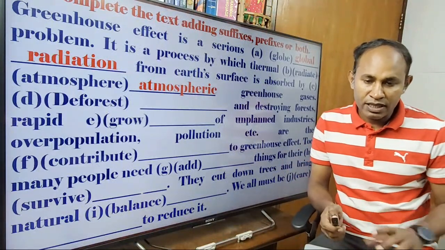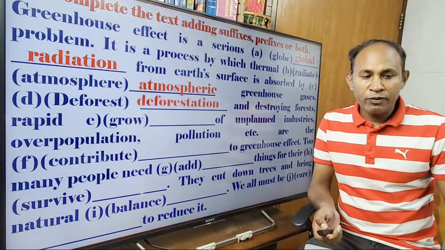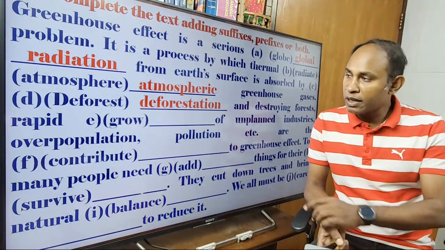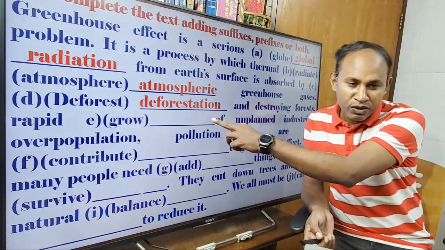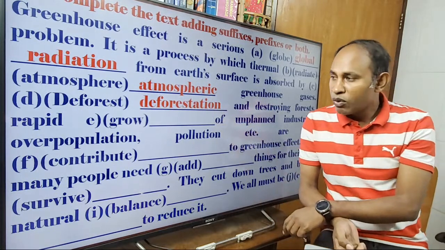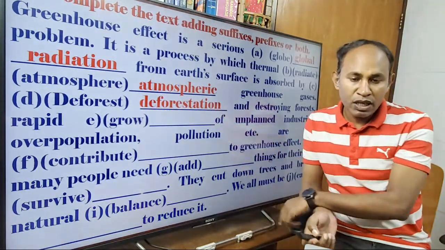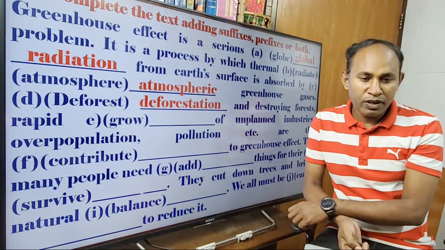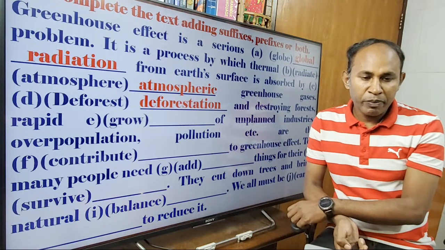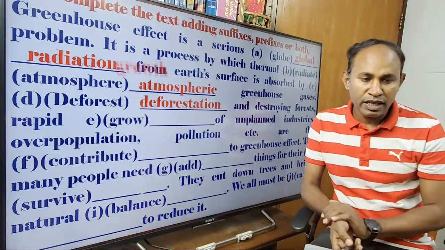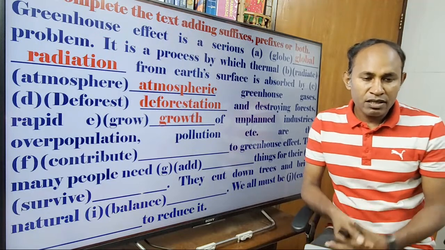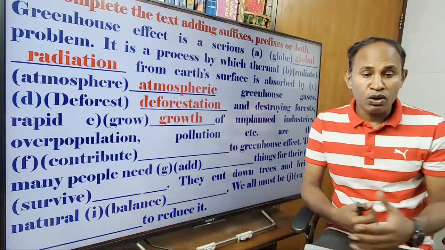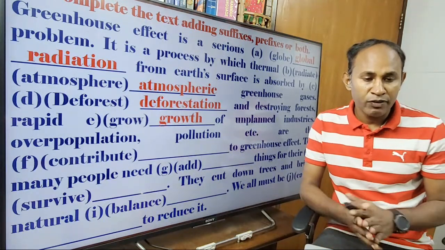And D for deforestation. But one thing that you will have to be careful whenever you are writing at the beginning of the sentence, there you have to use a capital letter. I'm sorry, I have forgotten to use the capital letter, but be careful whenever you will write this answer. Of course you will have to write it in capital letter. Deforestation, destroying forest, rapid grow. And growth is the right answer. Rapid growth of unplanted industries, overpopulation, pollution, etc. are the contribution. So be careful about the answer.